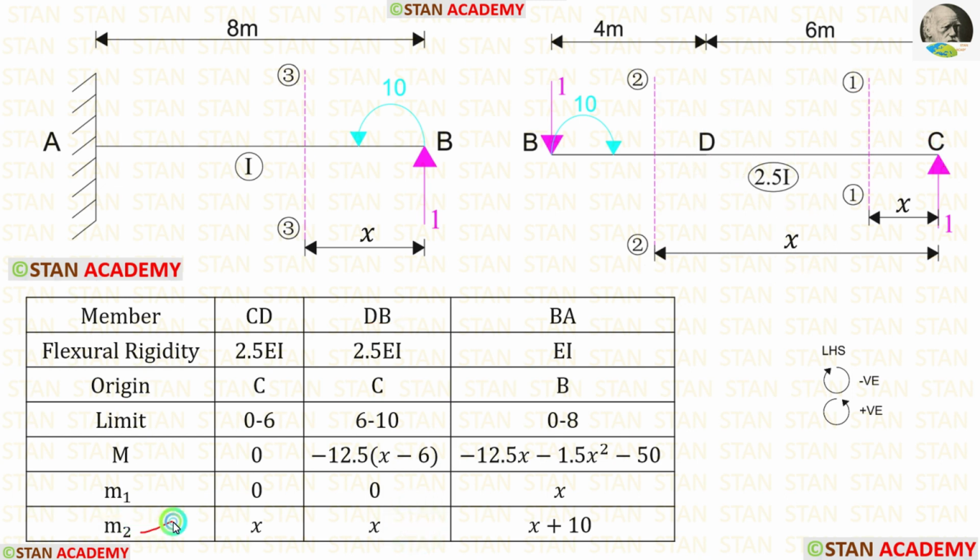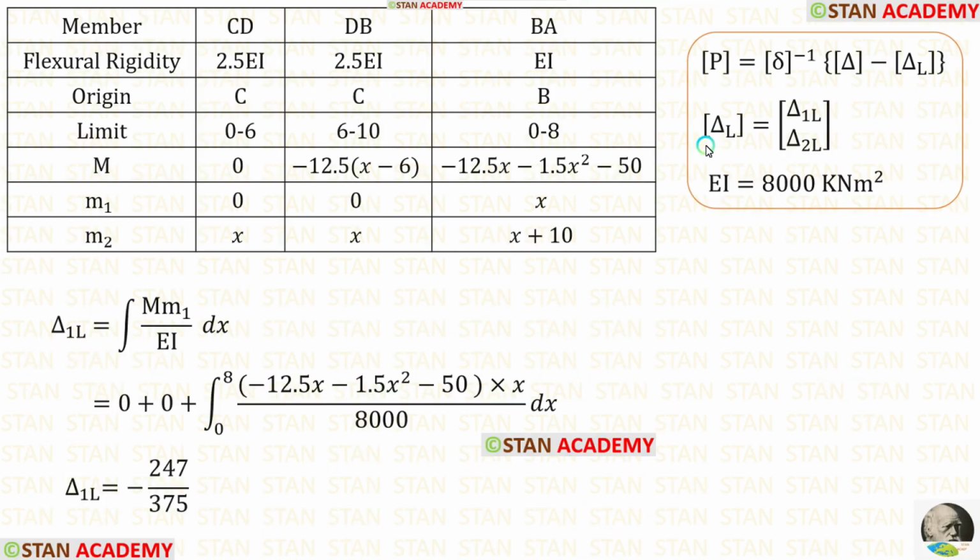Now let us find M2 in BA. The unit load is acting in the anti-clockwise direction, so it will be positive and the distance is x. 1 into x, we will get x. This moment is also acting in the anti-clockwise direction, so it will be positive. Now, in the delta L matrix, let us find delta 1L. The formula is integration of m1 upon EI dx. In this formula, let us apply the values.